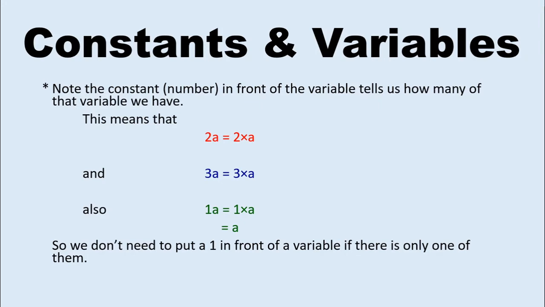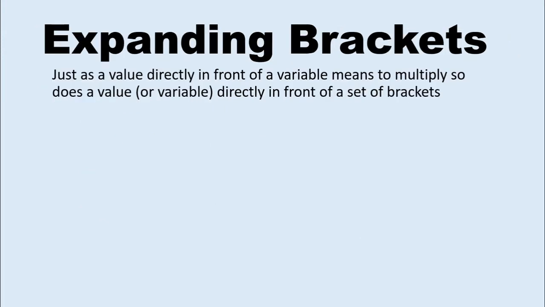So to simplify an expression, I would never put the 1 in front of the variable if there's just one of them. I would just write the variable itself. Just as a value in front of a variable means to multiply, so does a value or variable directly in front of a set of brackets. So for example, 4 times the bracket 7 plus 2 is the same thing as 4 directly in front of the bracket 7 plus 2.